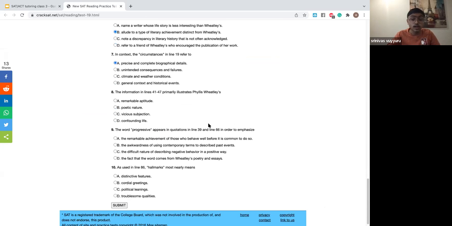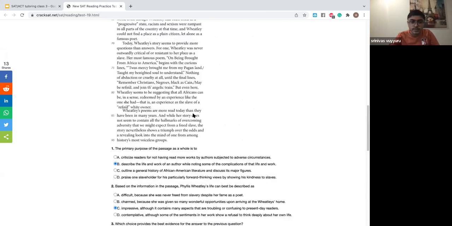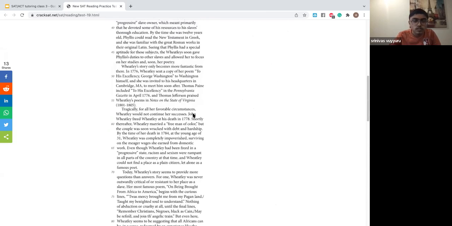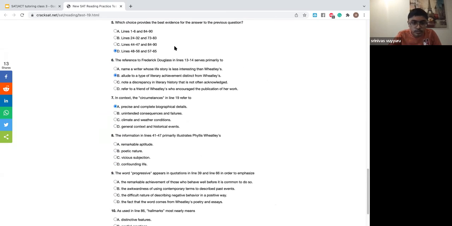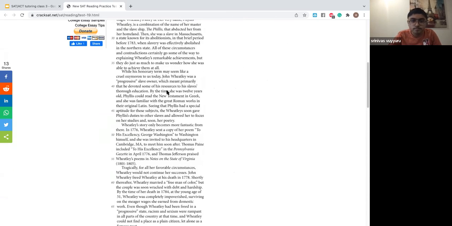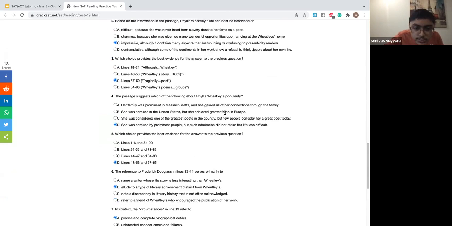All right. Question 8. The information in lines 41 to 47 primarily illustrates Phyllis Wheatley's... so 41 to 47. Okay, it is 41 to 47, right? By the time she was 12 years old. So what is it asking exactly?